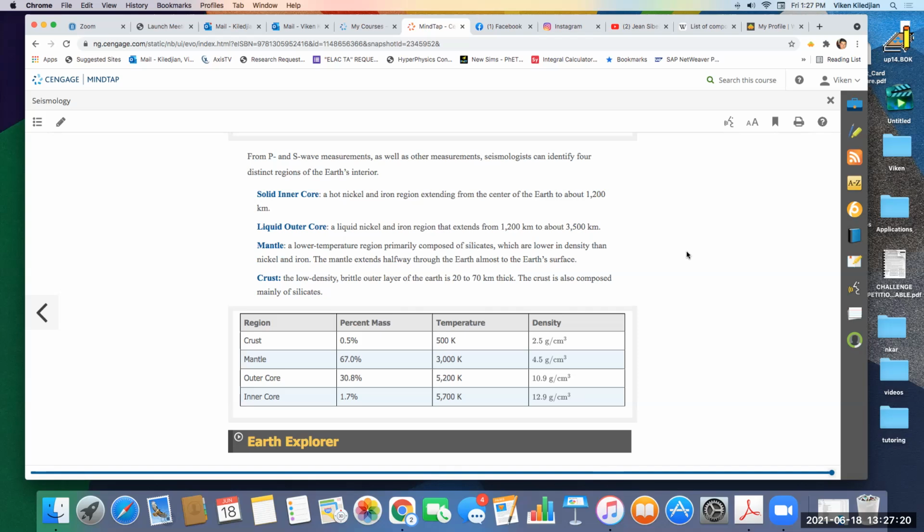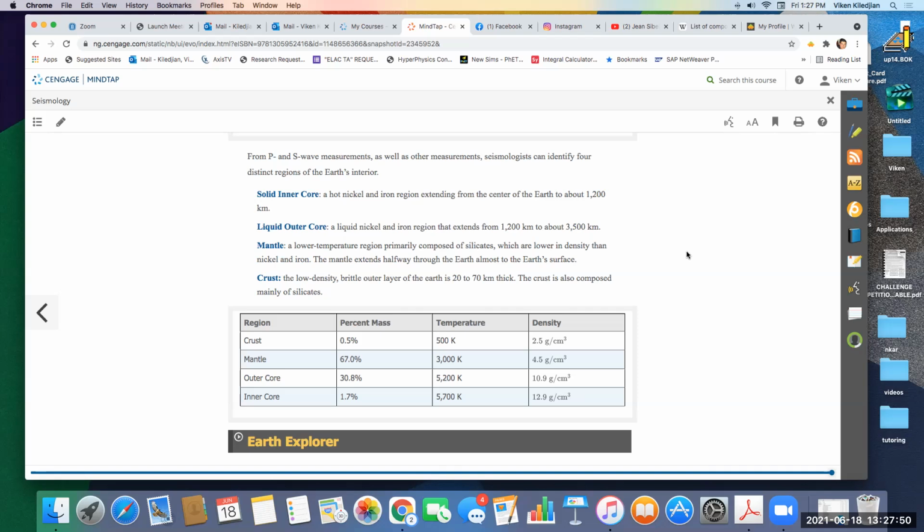Silicate means anything that has silicon and oxide. Silicon and oxide, that's a silicate. It's kind of like where we get our sand from. That is actually a silicate. It's composed of silicon bonded with oxygen, and that's called a silicate. The mantle extends halfway through the Earth, almost to the Earth's surface.